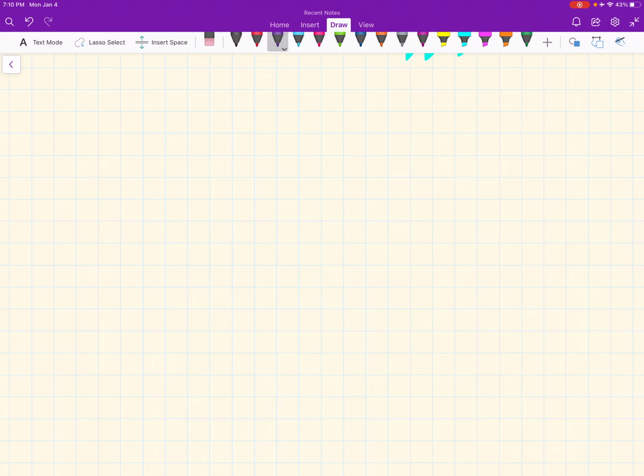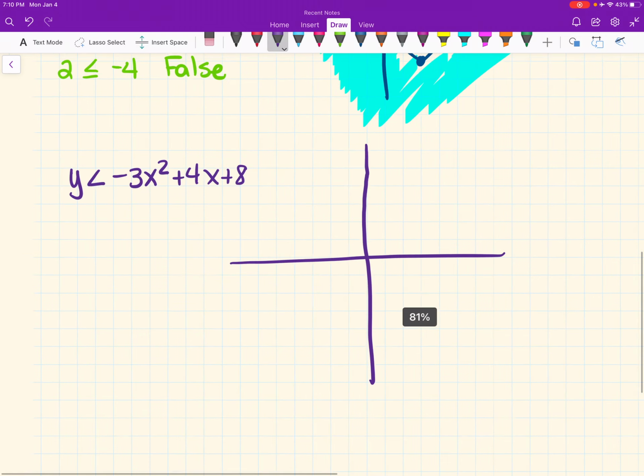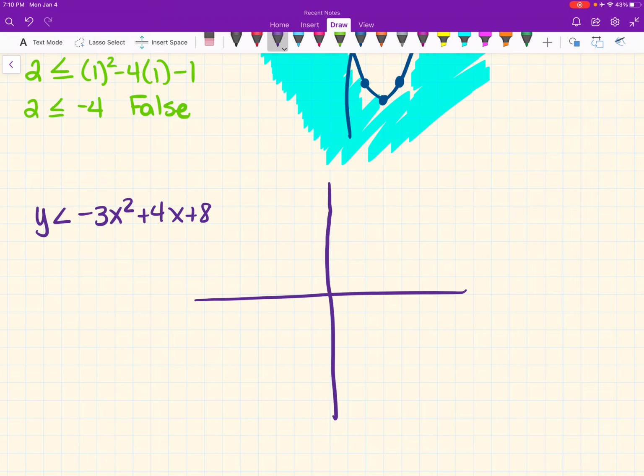And then I'll show you how to solve it algebraically. y is less than negative 3x squared plus 4x plus 8. Okay, I'm going to do the same thing where I'm going to graph it. Oh, and I made this hard on myself. So it's 1/3, and then 9. So it's going to be up here like this.